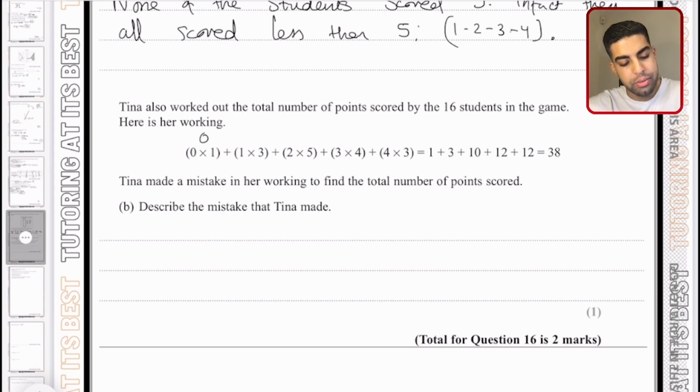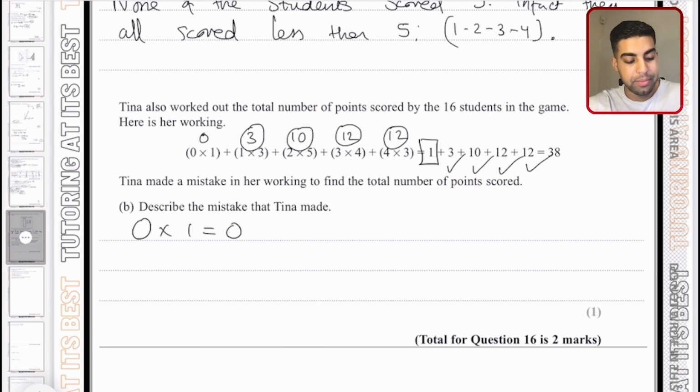0 times 1 is 0, so anything multiplied by 0 is going to be 0. 1 times 3 is 3. 2 times 5 is 10. 3 times 4 is 12. 4 times 3 is 12. So if we go ahead and add this up, we've got 12, which is here, 12 over here, 10 is correct, 3 is correct, but oops, we've got 1 when it should be 0. So 0 times 1 is 0. It's not 1. And there is our solution. So again, make sure you have that eagle eye for attention.